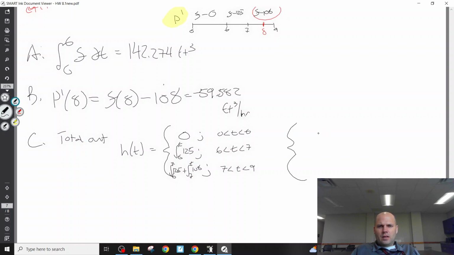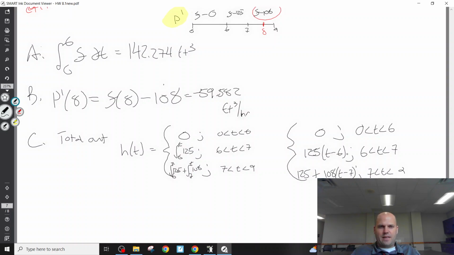Another way: 0 amount of snow removed total, then 125 cubic feet per hour from 6 to 7 hours. You could write t minus 6. So if you plug in 7, you get 125, which is the total amount from 6 to 7. And then from 7 to 9, you've already removed 125, but then you're going to remove 108 cubic feet per hour for 2 more hours. So you have to subtract 7 so that when you plug in 7, it's just 125, but when you plug in 8, you get that extra 108.